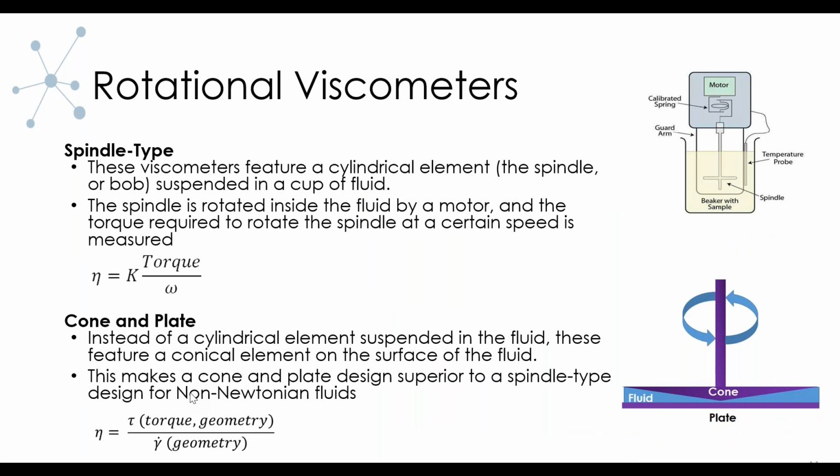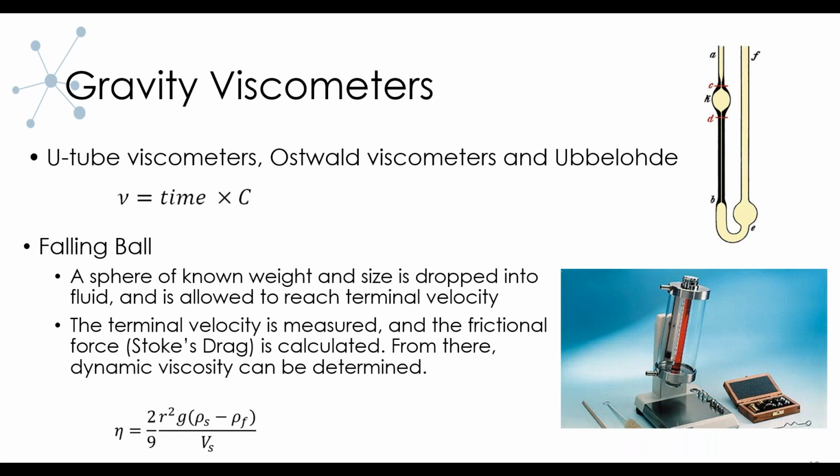So now I'll get into the different types of viscometers that are on the market. Some of the first viscometers are rotational systems. Oops, sorry about that, I skipped over the gravity viscometers. The gravity viscometers are actually one of the first viscometers developed, and these are U-tube viscometers.